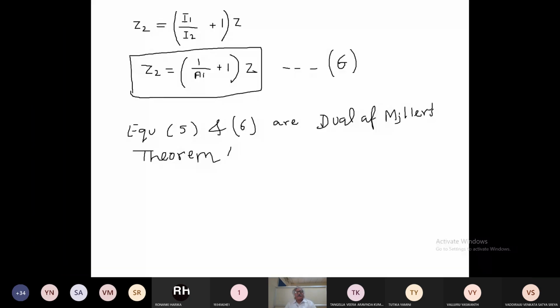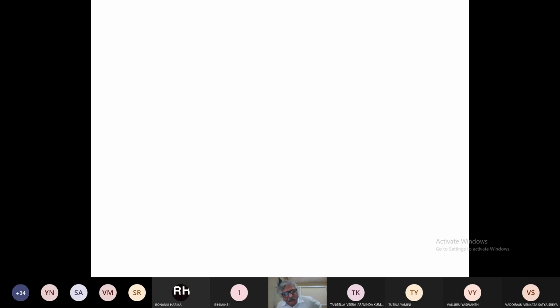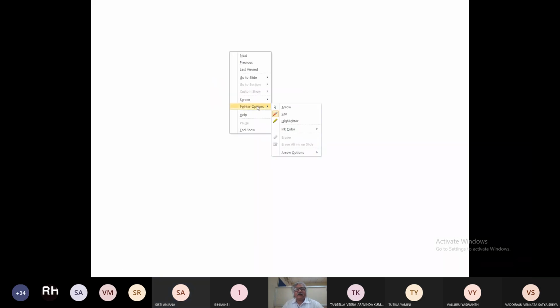What we discussed in the last class in the PPT, it is not saved. Voltage gain versus frequency graph. Yes, that was not saved yesterday.